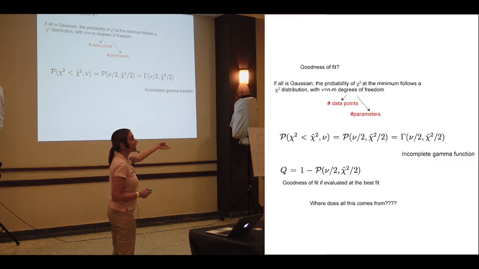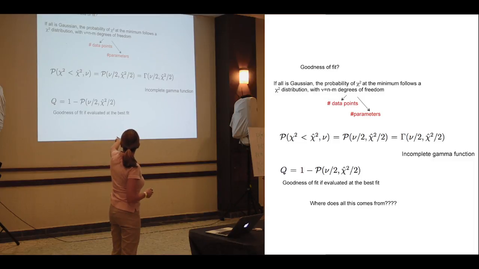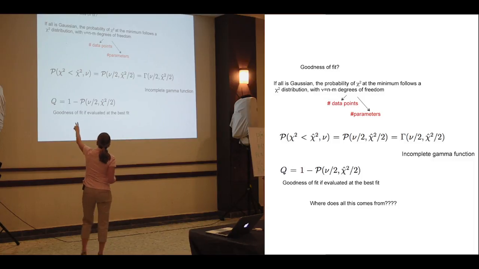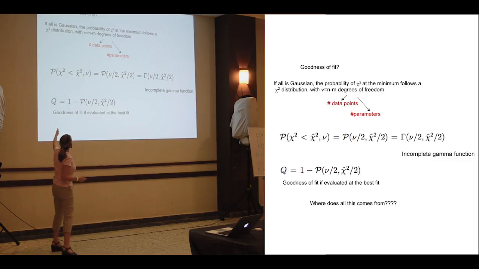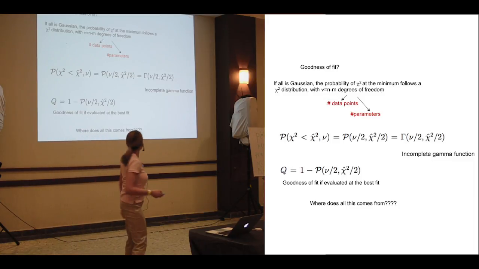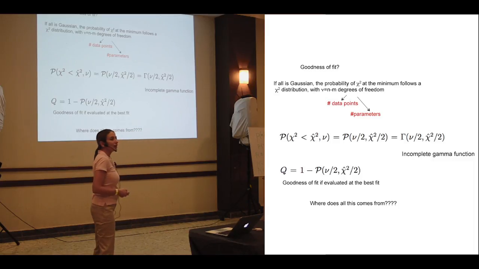And either you punch that into the computer, that's the minus that. And then from that, you can also quantify somehow the goodness of fit if you evaluate this at the best value. And I probably did that in your lab. But then the question is, where does this come from? Why is this the recipe?